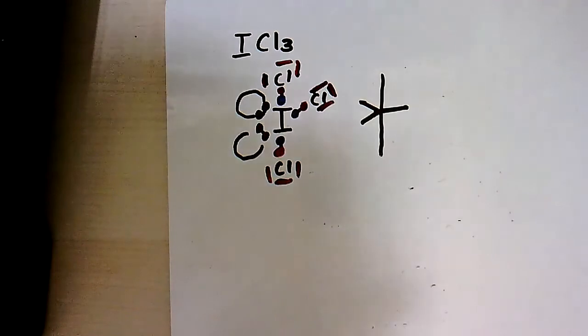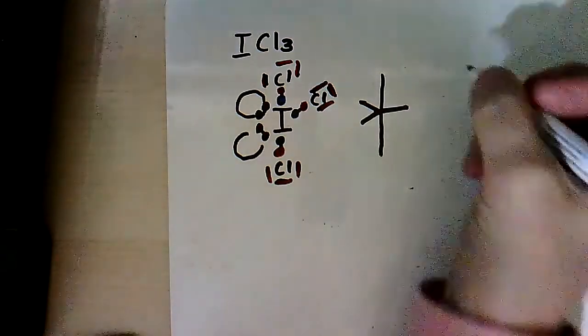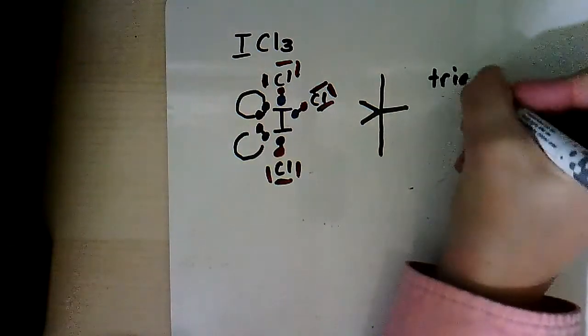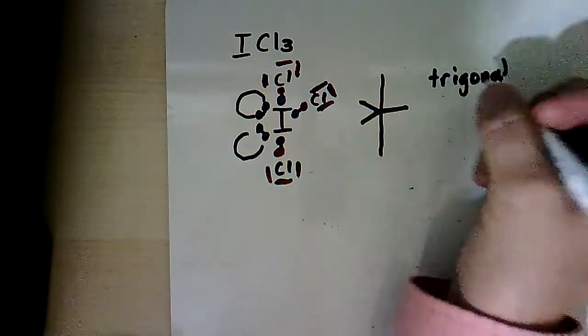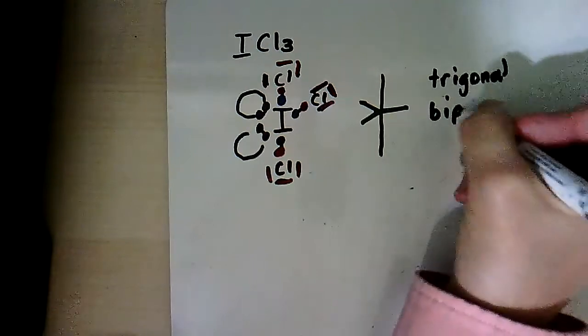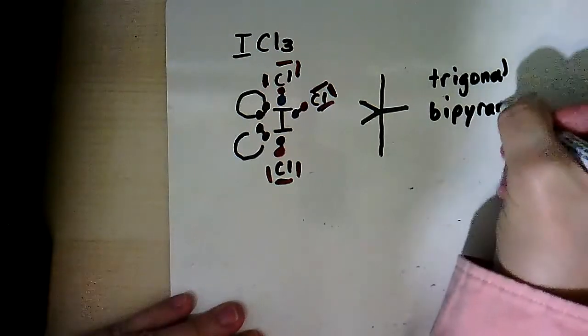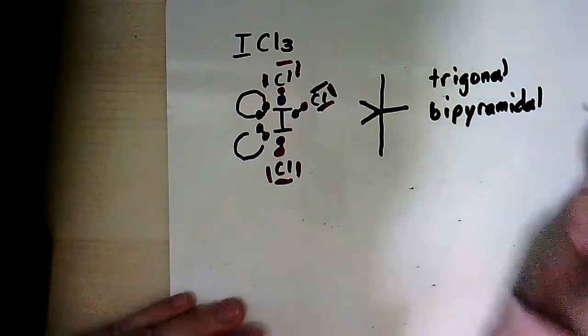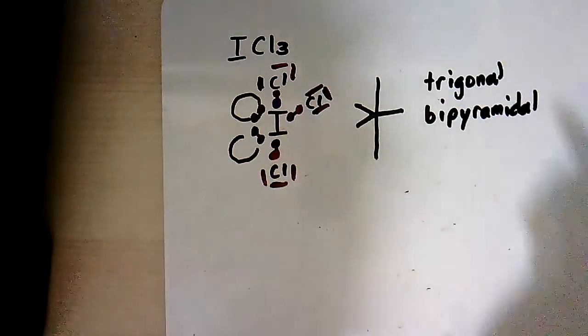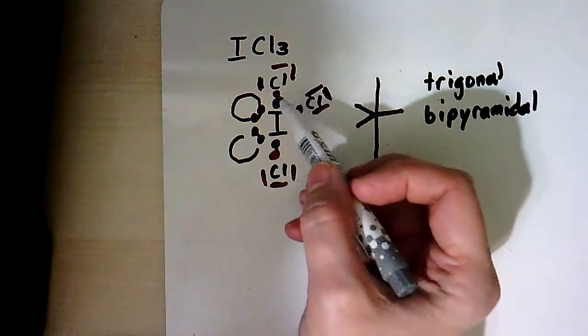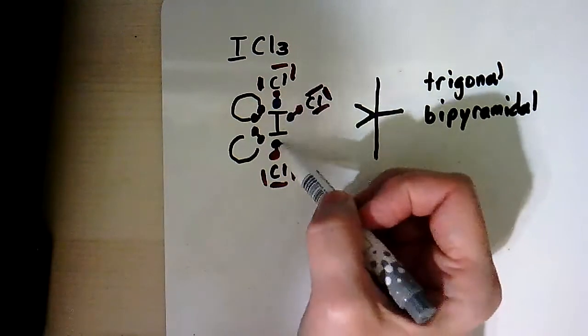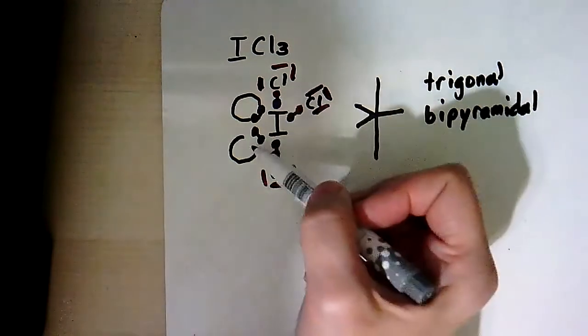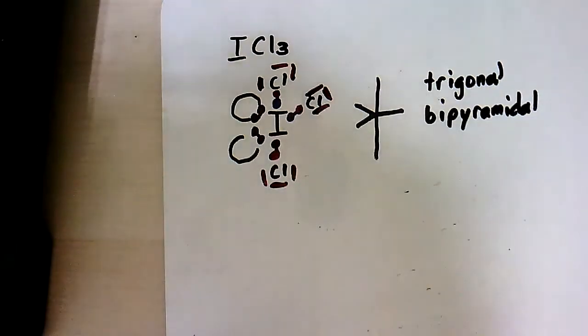We can see that the electron geometry has got to be the trigonal bipyramidal again. But let me remind you of why. The reason why is because there are 5 domains. 1, 2, 3, 1 for each bond, and then 4, 5, 1 for each lone pair. So 5 means trigonal bipyramidal.